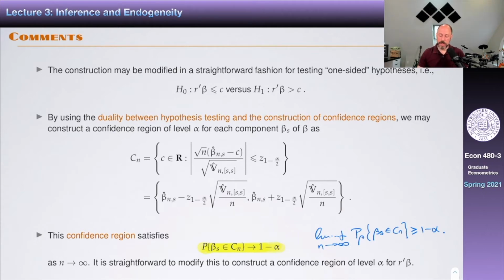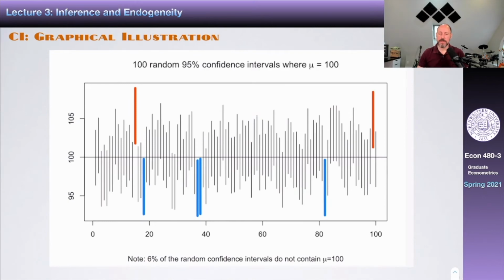So here you have a graphical illustration of confidence intervals. Okay, this is just for testing the mean, not beta. Here the true parameter is 100, which is this horizontal line, and then each of these vertical lines is a confidence interval given the data that you have, and this is supposedly a 95% confidence interval.